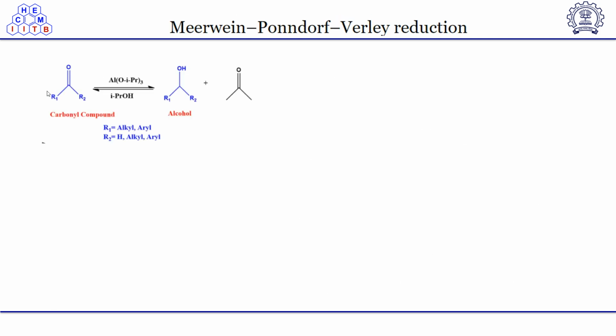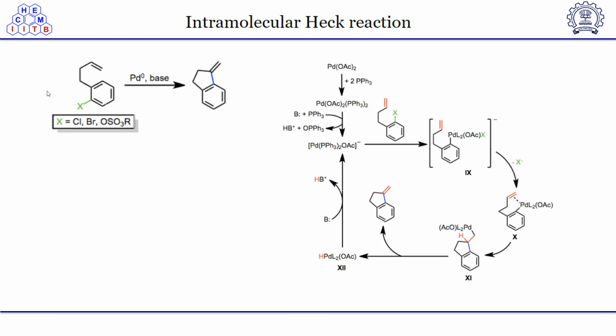Then we have Oppenauer oxidation, Meerwein-Ponndorf-Verley reduction, and Mannich reaction. So I'll give you some time to go through this. We have already discussed the intermolecular and intramolecular Heck reaction in the previous tutorials. You may go through this mechanism once again quickly.